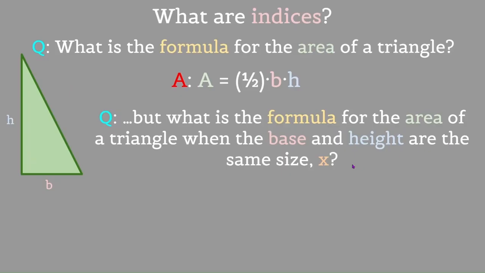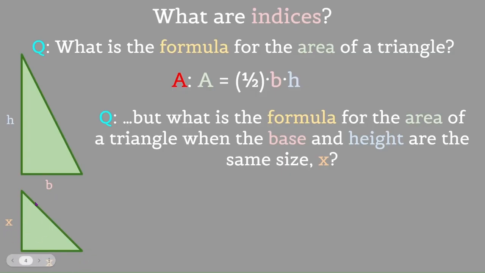So here's a question for you. What is the formula for the area of a triangle when the base and the height are the same size, x? So I think, yep, here we go. Look at this triangle. Now, in this one, they're different, right? H is not equal to B. In this triangle, they are equal.